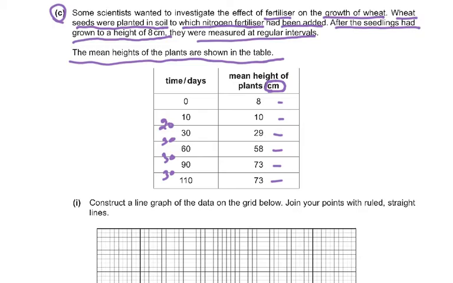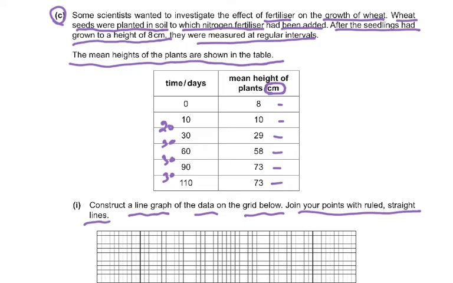Then it says construct a line graph. So you have to do a line graph of the data on the grid below. Join your points with ruled straight lines. Now this was specified this year. Otherwise, it just says draw a line graph, and you can either do it with a ruler, point to point join with a ruler, or you can just do a curve through the points.